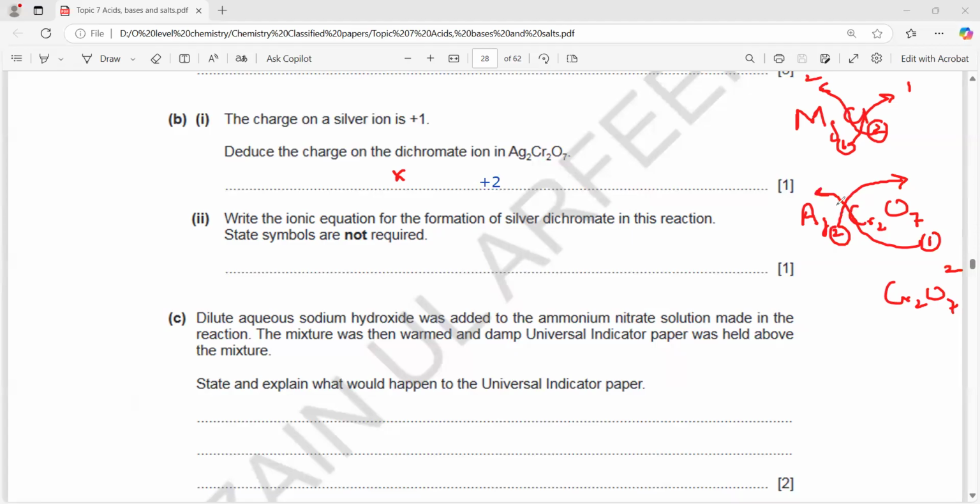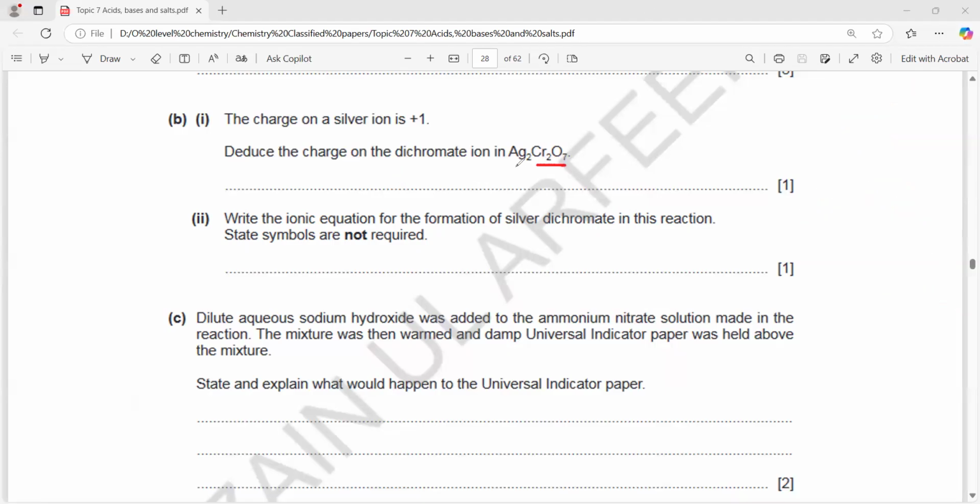That's because when we write the formula, we cross multiply the valency. And what about the nature? Because it is the second part, this will be 2 minus, and this is plus 1. So what is the charge on the dichromate? The dichromate charge is minus 2, or 2 minus. Not minus 1, it's minus 2.